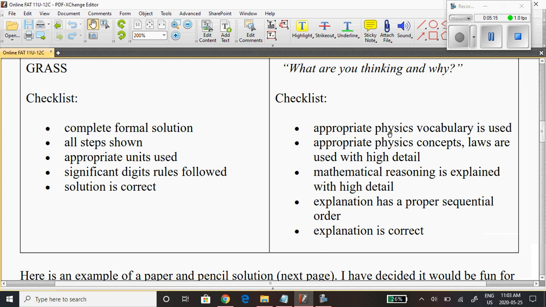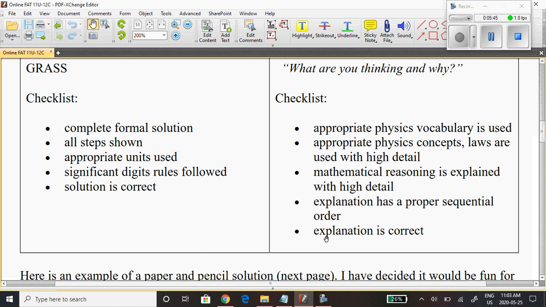Is appropriate physics vocabulary used in here? Are appropriate physics concepts and laws used with high detail in your explanation? Is the mathematical reasoning explained with high detail? Does your explanation have a proper sequential order? That means in the right order, sequential from the word sequence. Does it follow your explanation, or is it jumping back and forth and everywhere?